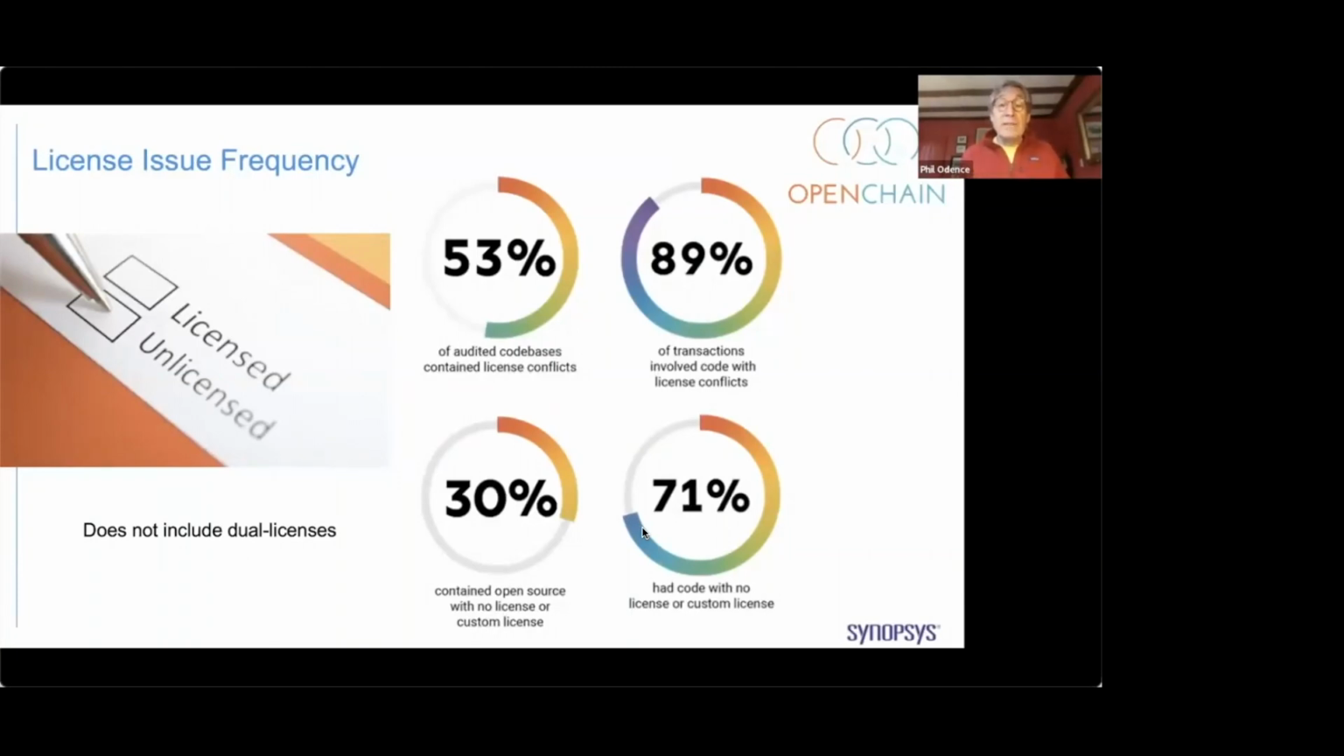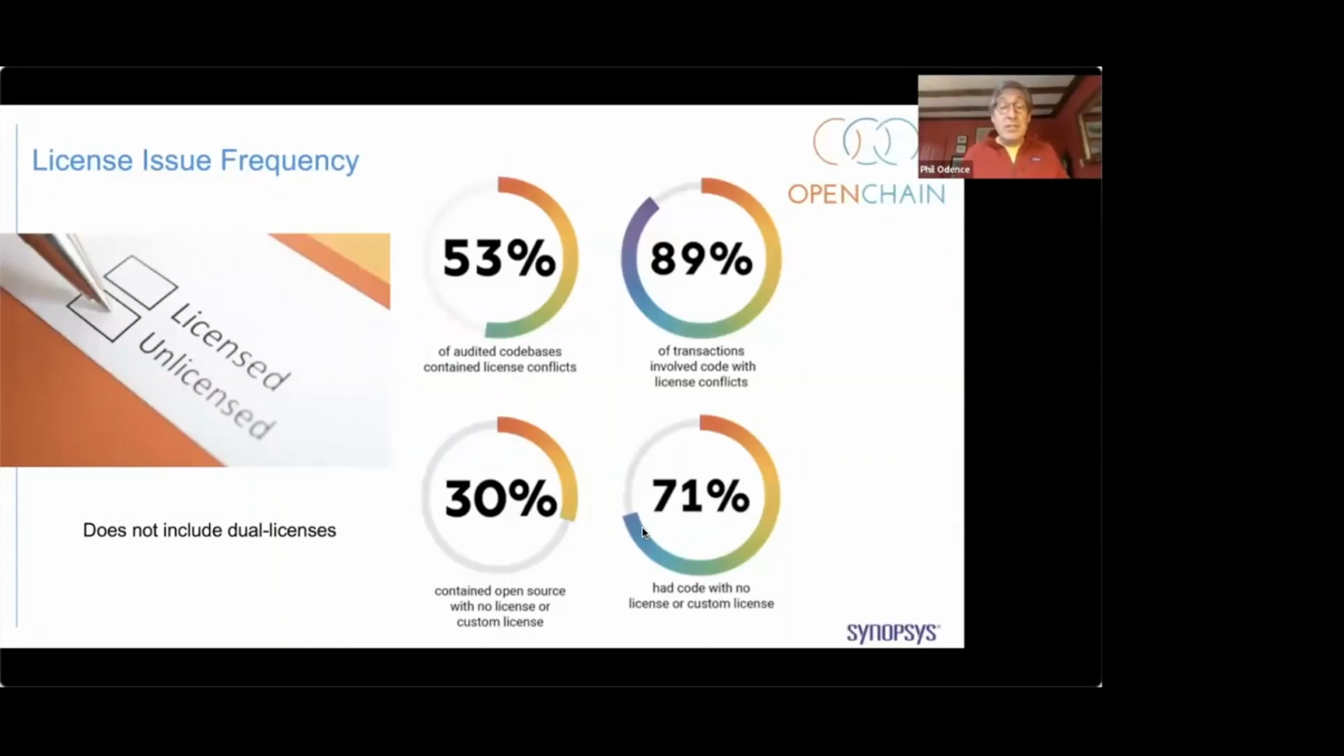53% of the code bases contained license conflicts, just meaning components whose licenses conflicted with the way that the work as a whole was to be licensed. And that translated into almost 90% of the transactions having some amount of license conflicts. And in many cases, it was a lot.